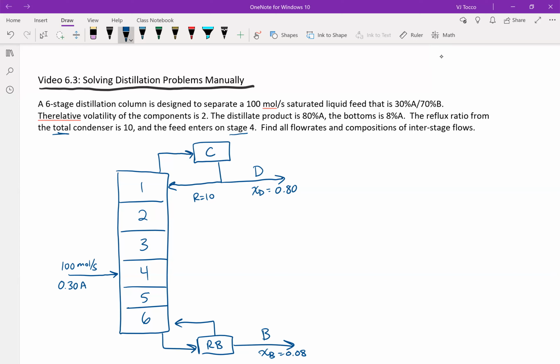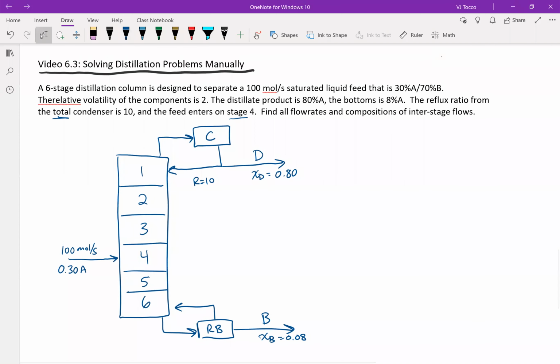So at this point, try to pause the video now and see how far you can get with this. So in other words, see if you can solve any of the unknown variables, keeping in mind that this is asking me to find all flow rates and compositions of the interstage flow. So I'm going to have to find V1, L0, so on and so forth, V6, Y6. Actually, this is V7, Y7, right? Because it's coming from the reboiler. L6, X6, and all stages in between. So like I said, go ahead and pause and see if you can work out as much of this as you possibly can.